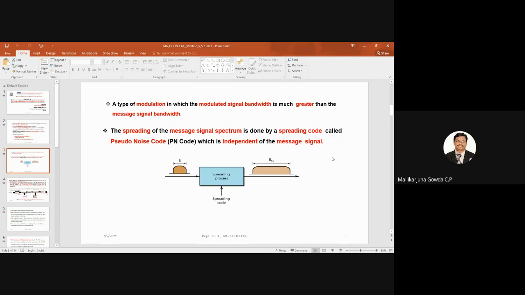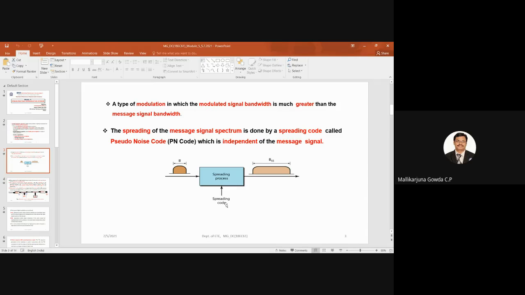In layman's language, what we can understand is that spreading of the message signal spectrum is done by using a spreading code. The spreading codes are known as what? Pseudo noise codes. Okay, and as I said, this pseudo noise code is independent of the message signal. Fine. I will show with a waveform also. Then I think you will be able to visualize how this information signal has been spread by using this pseudo noise code.